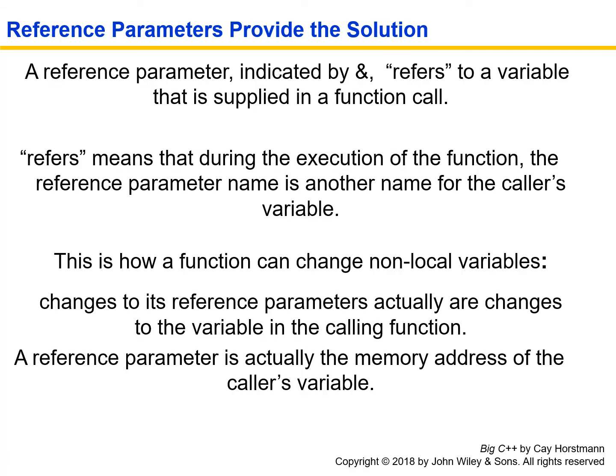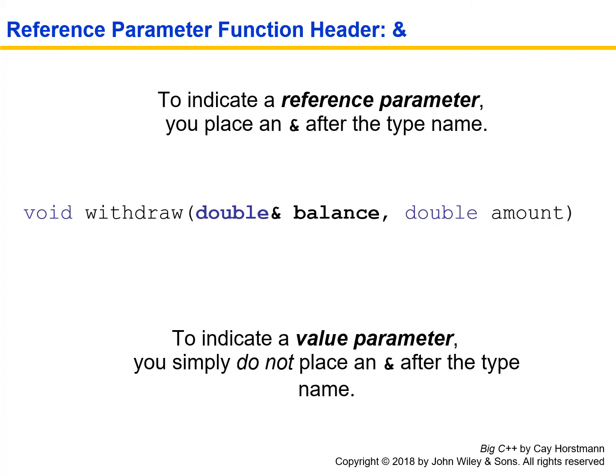The solution to this is a reference parameter. A reference parameter is, instead of copying the variable, passing the memory address, the memory location of a variable. We indicate a reference parameter by putting an ampersand after the type name. So void withdraw(double& balance) means that we're passing a reference to a variable and we're calling that reference balance.